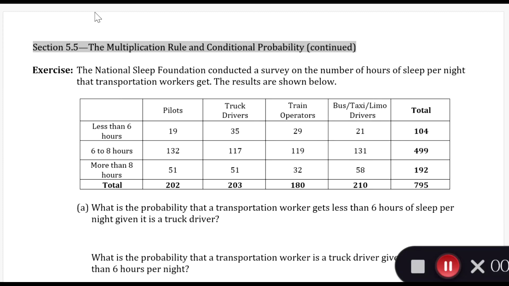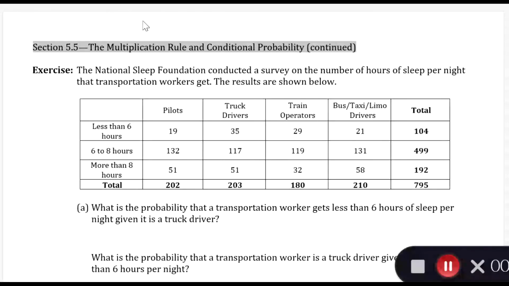Hello, these are the exercises for section 5.5, the multiplication rule and conditional probability. The National Sleep Foundation conducted a survey on the number of hours of sleep per night that transportation workers get. The results are shown below.